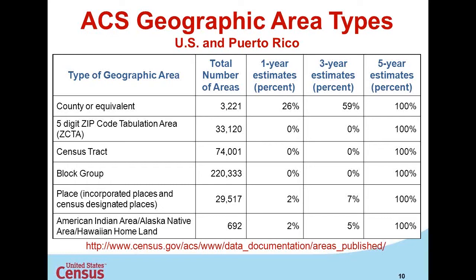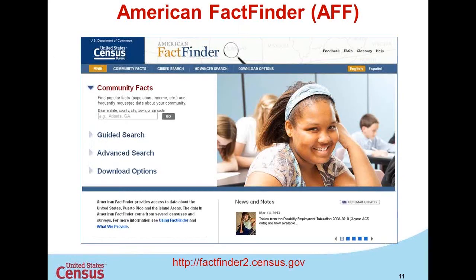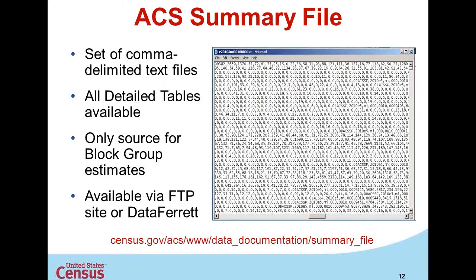You can also see here that the smallest geographic areas, block groups, and census tracts are only available through the 5-year estimates. And you can access a complete list of geographic areas published at the URL at the bottom of this slide. Now I'll talk briefly about some of the ways to access ACS estimates. American FactFinder, which can be found at factfinder2.census.gov, can be used to access almost any ACS estimates through pre-tabulated tables. However, estimates for the smallest geographic areas in the ACS, block groups, cannot be found in FactFinder.